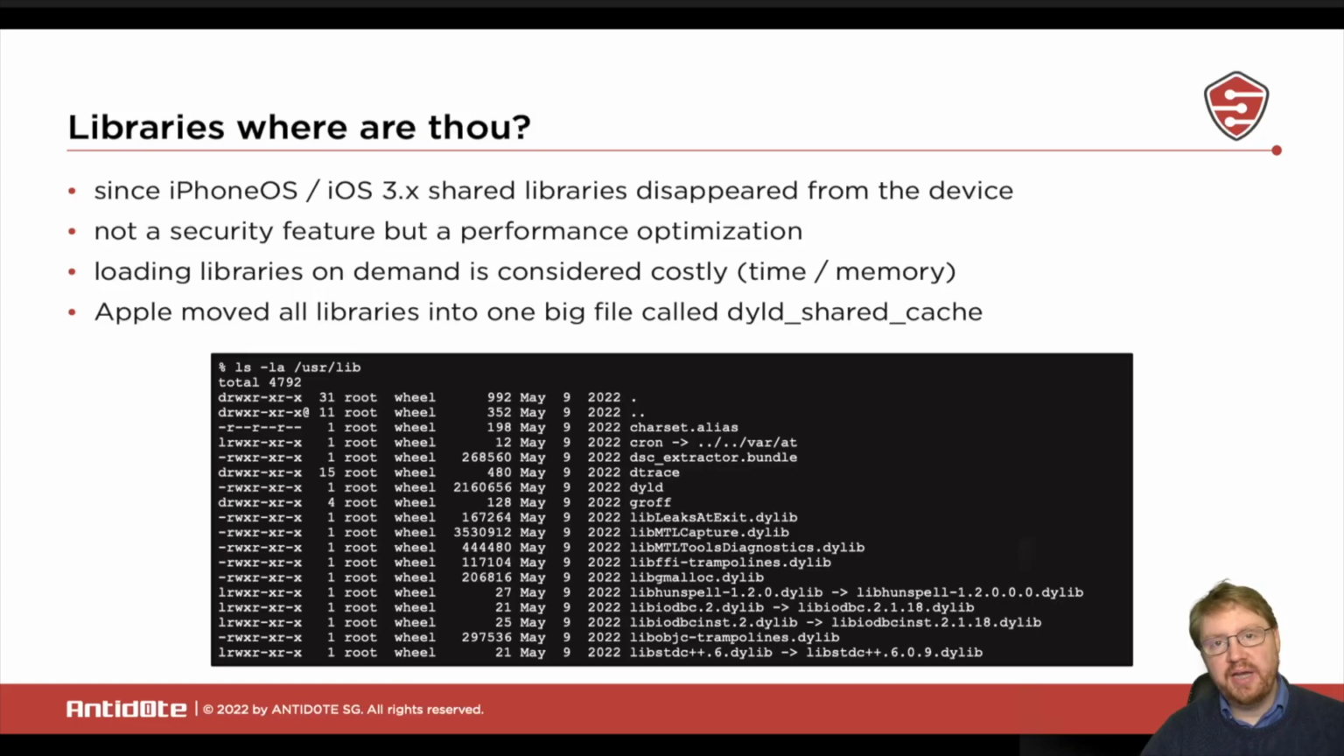The idea behind this is not a security feature, it's more like a performance feature, because you have to only map one file across all processes, and a lot of the initial setup work is done once and doesn't need to be done over and over again on every process start. So that's making it a bit faster.